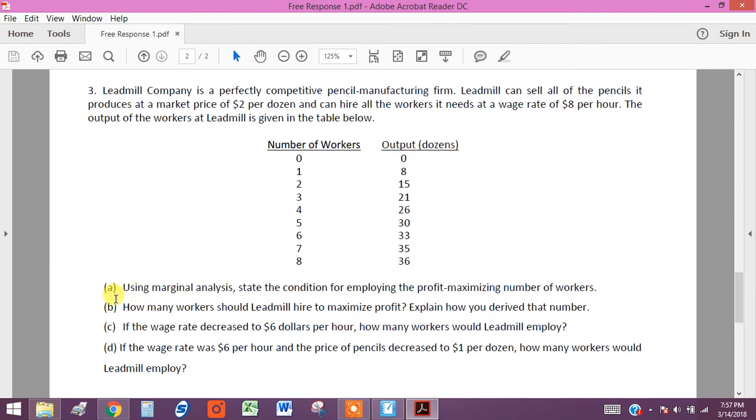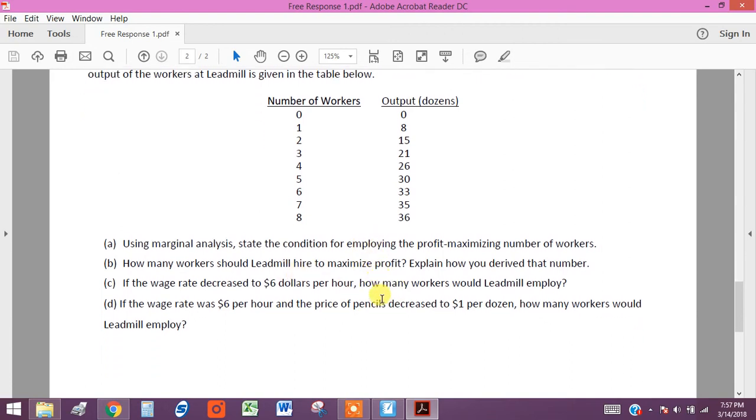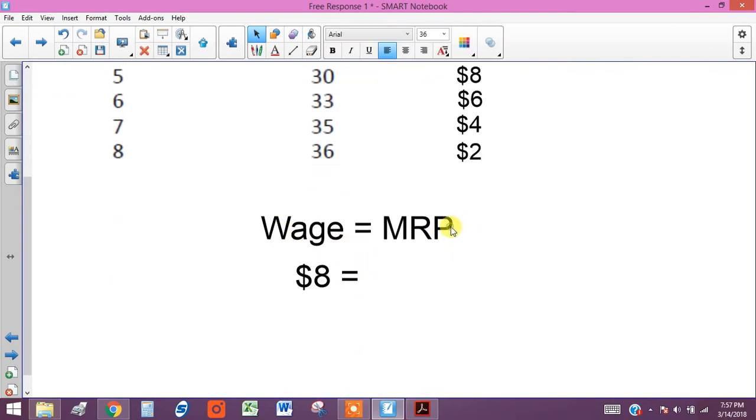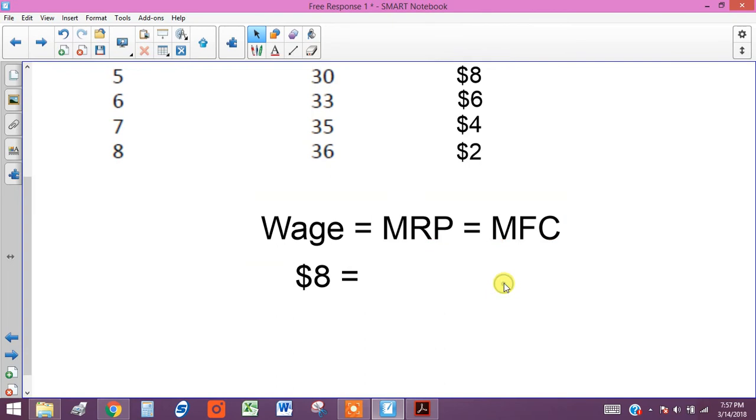Now part B, well, actually, here for part A, you just want to simply say that they're going to hire workers until marginal revenue product equals, and you can either say the wage, or you can say equals marginal factor cost, because the marginal factor cost is the cost of the labor, and labor is a factor input to production, one of them.